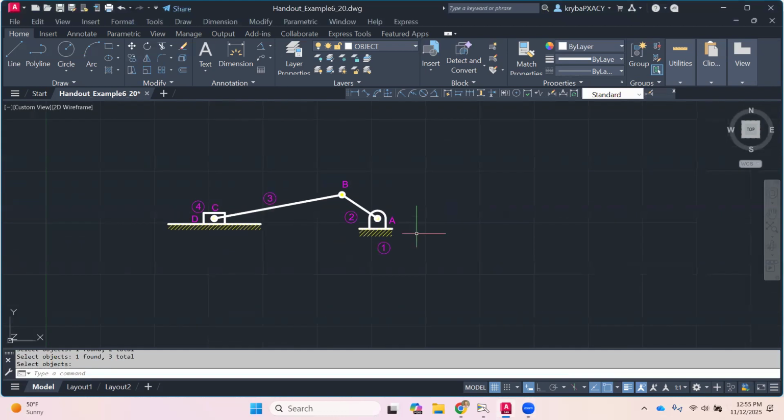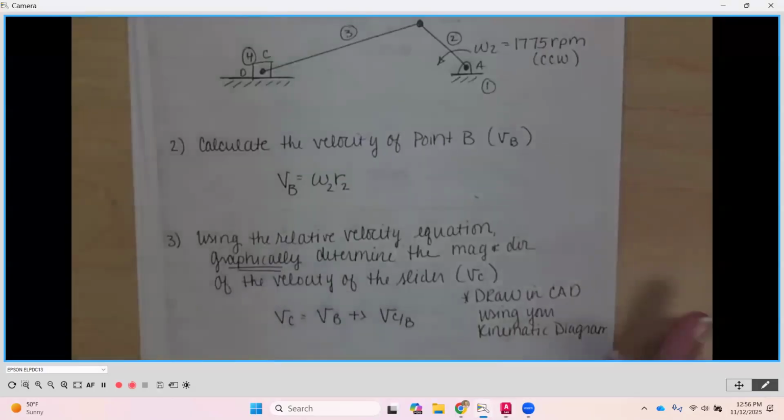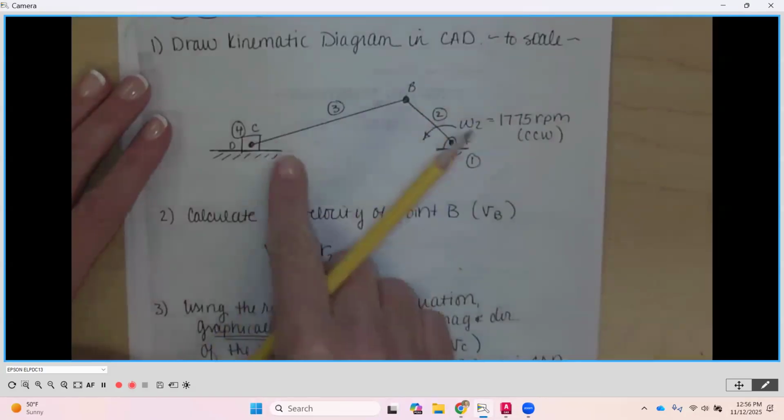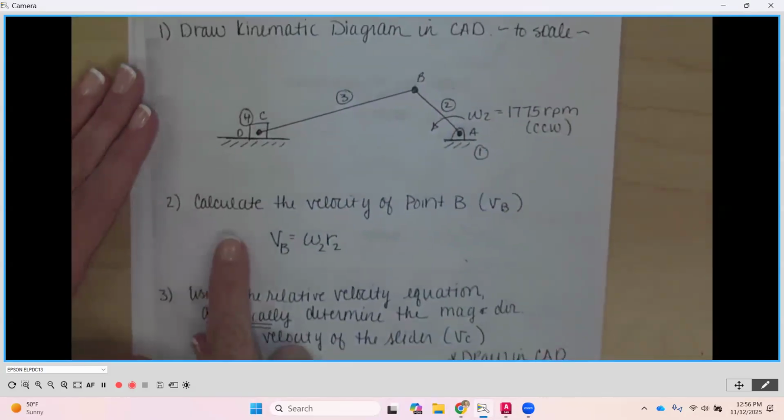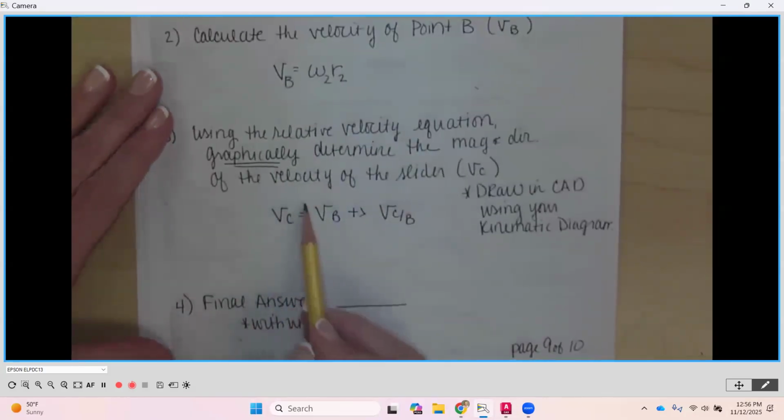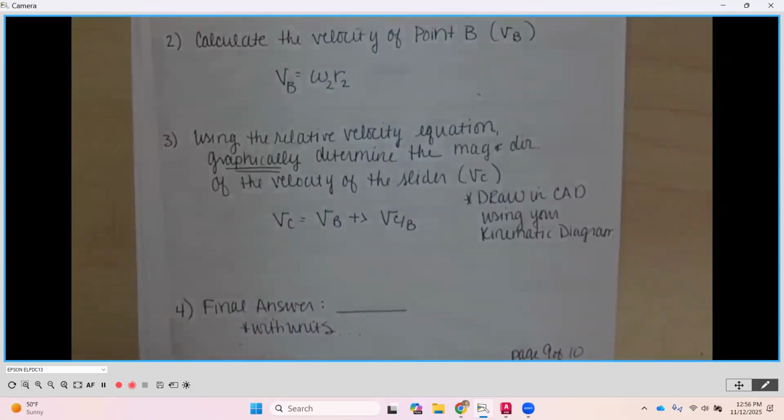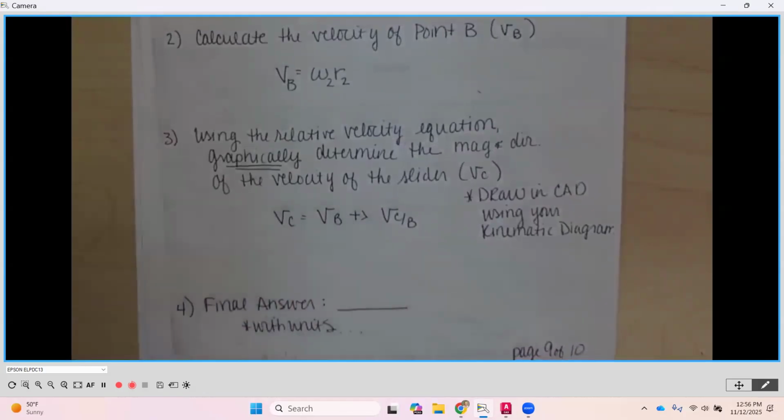Okay, so once I have my kinematic diagram in place, I am ready to use my relative velocity equation to help me with some items here. So let's go back underneath. Now that we have this all set up in AutoCAD, we're going to be using this relative velocity equation. Now, each one of these variables here is a vector, okay?